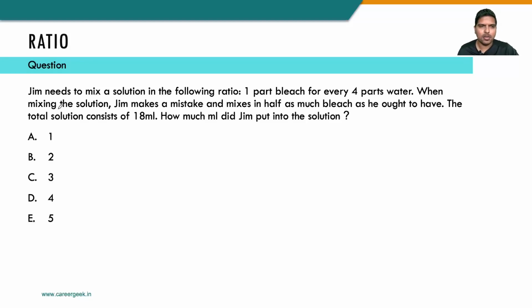One last question. Jim needs to mix a solution in the following ratio: 1 part bleach for every 4 parts of water. That means bleach is 1 part, water is 4 parts. Okay. So the ratio of bleach to water is 1:4. Immediately I'll assume the bleach is 1k, which is just k, and water is 4k. See, I'm not even going ahead. I'm just stopping there, reading the sentence, assuming, and then going to the next statement.